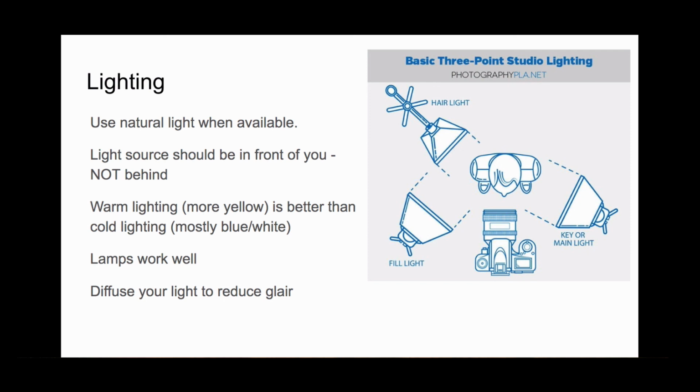Warm lighting, which is more yellowy, is better than cold lighting, which is more that harsh bluish white light. So if you have that available to you, use warm lighting. Lamps work really well. Take a lamp, take the shade off of it, turn it on, and there you go. If you're getting glare, diffuse your light with a piece of paper. Often photographers will use a piece of wax paper and put it over the light source. Make sure it's a cold light source and not one that emits a lot of heat, so as not to catch your paper on fire. But that will soften that light for you and create a much softer look so that it's not glaring in your face.